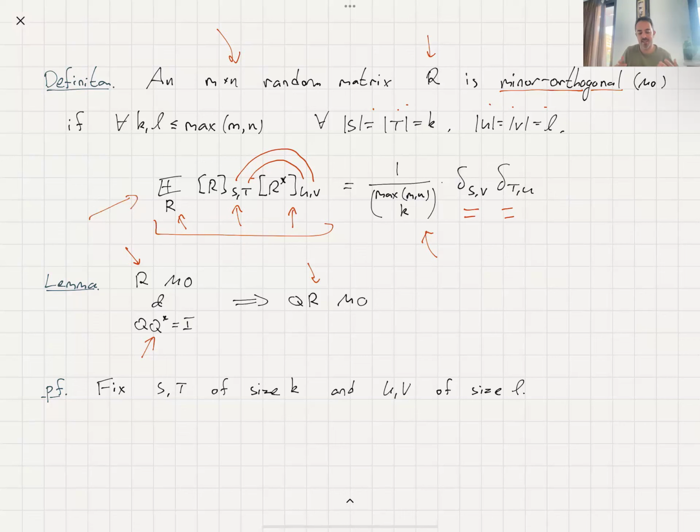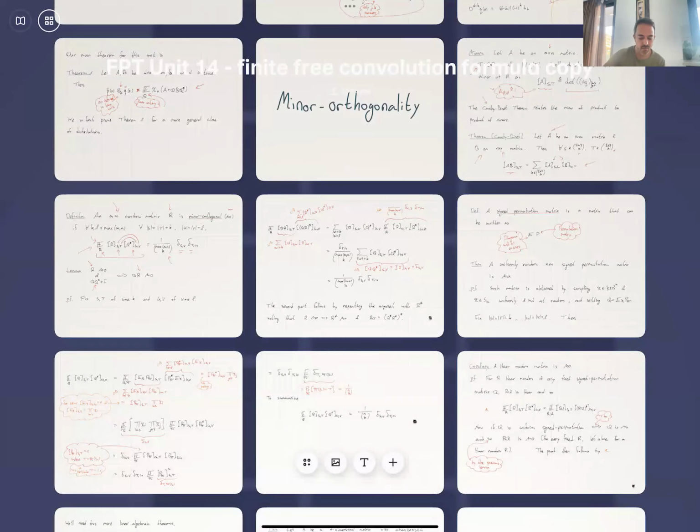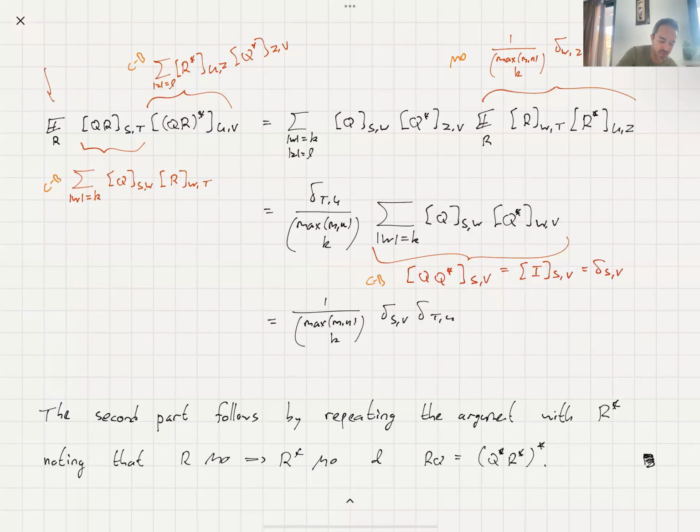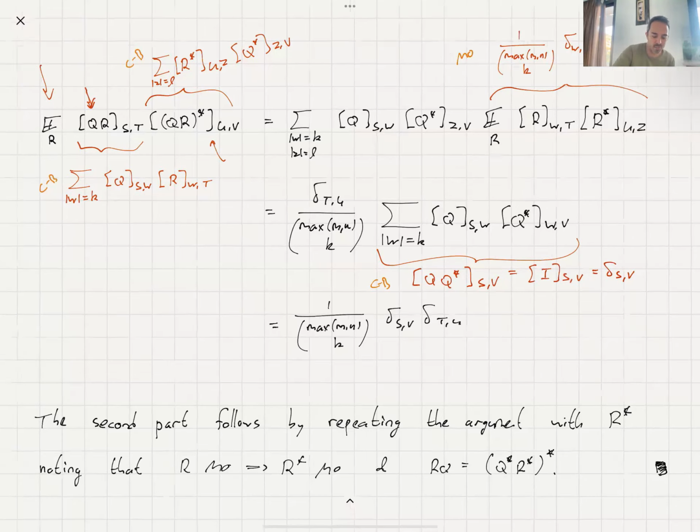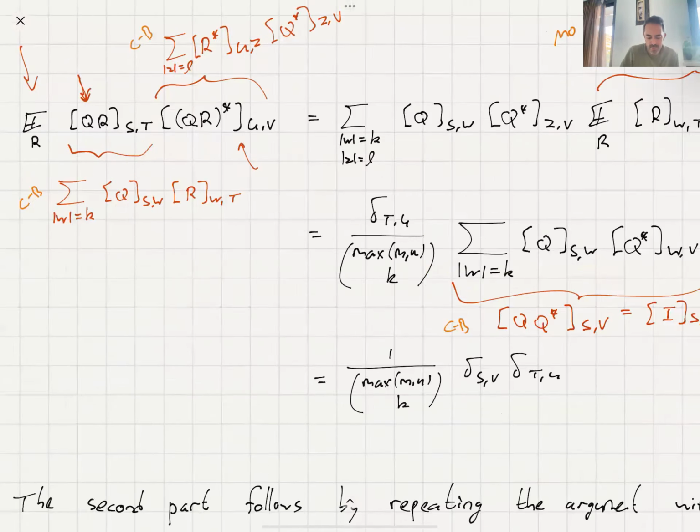So let's fix S and T of size K, U and V of size L, and let's look at this expression when we plug QR instead of R and see that this equality remains true. Right, so that's the expression that we had before, but with QR instead of R. And now we are going to use Cauchy-Binet twice, once to open up this QR and once to open up this QR conjugate.